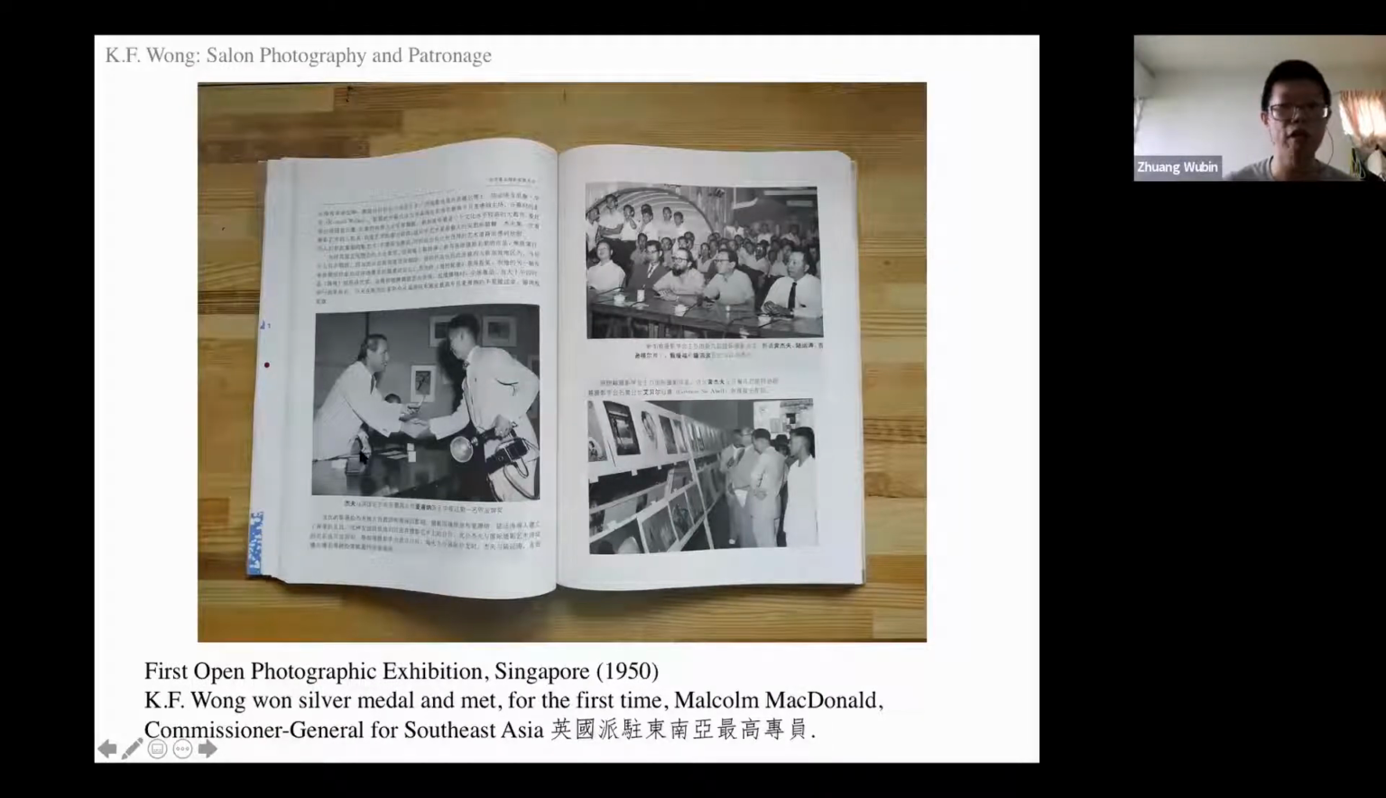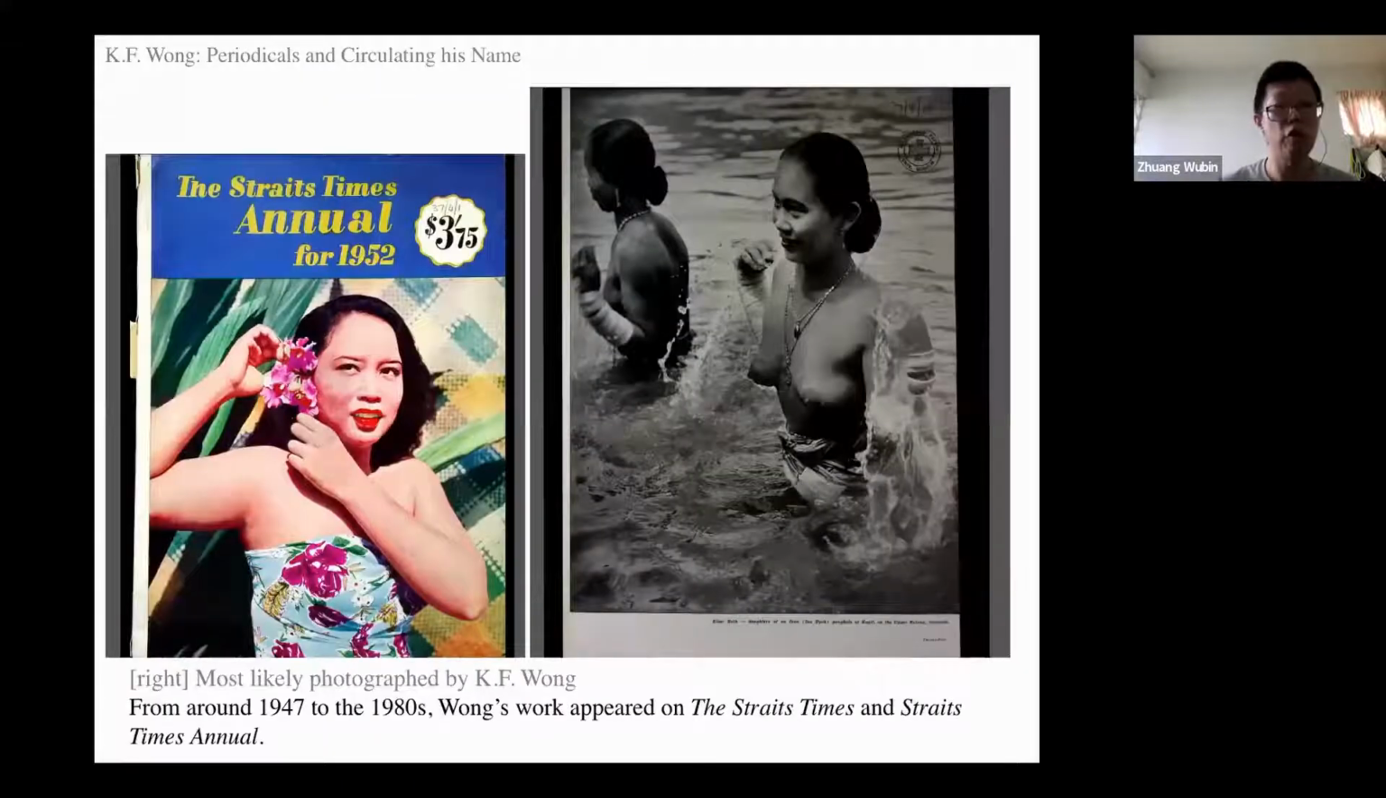You see Malcolm MacDonald here, a well-known patron, who was at the time Commissioner General for Southeast Asia. And then he would develop a lasting relationship with this British colonial officer. Starting from 1947 until the 1980s, his work appeared regularly in publications around the world, one of which was the Straits Times Annual. We have to remember that the Straits Times Annual at that time was a very well-produced pictorial periodical, which circulated not just in Singapore and Malaya, but also in the Anglophone world.